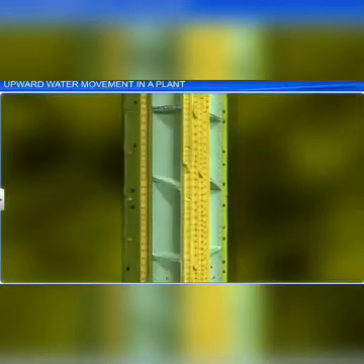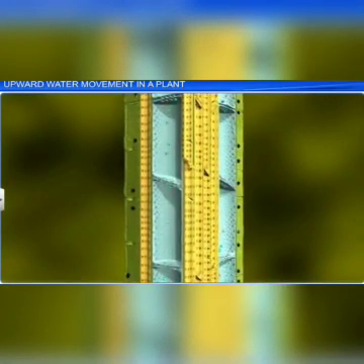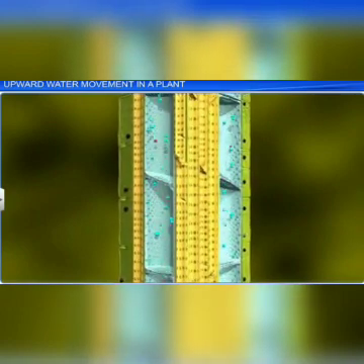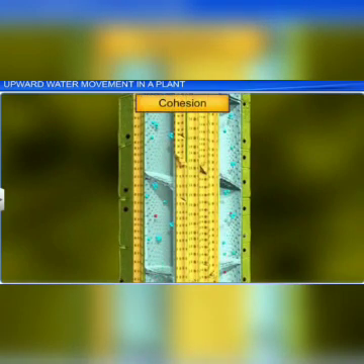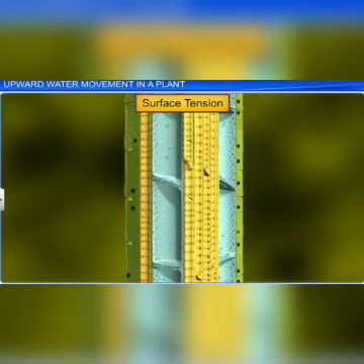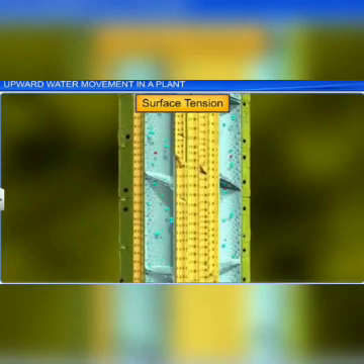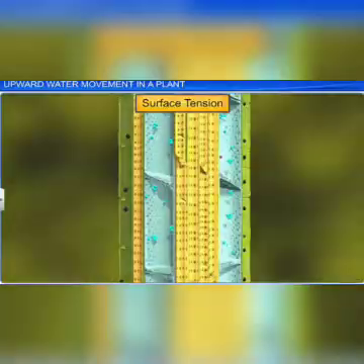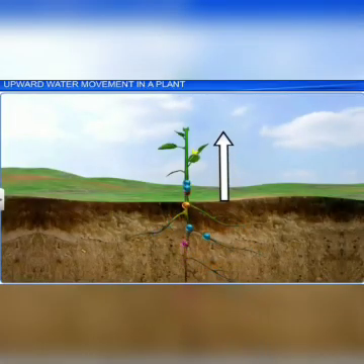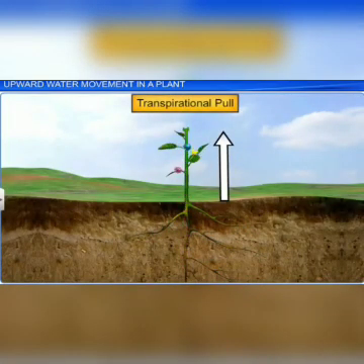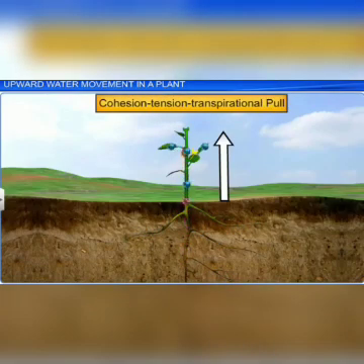Water transport is also aided by cohesion and surface tension. Cohesion is the mutual attraction between water molecules, and surface tension is the force acting on a water molecule traveling upwards in the xylem. Since cohesion tension helps the transpirational pull, it is also known as the cohesion tension transpirational pull model of water transport.